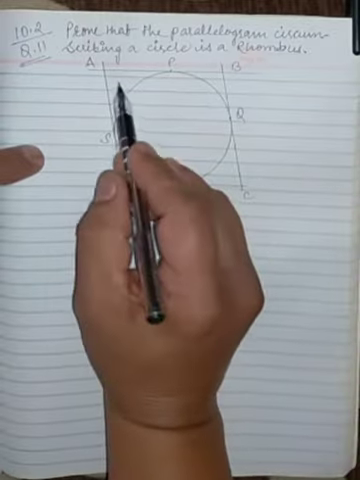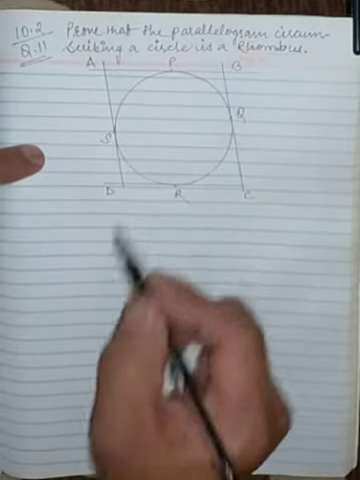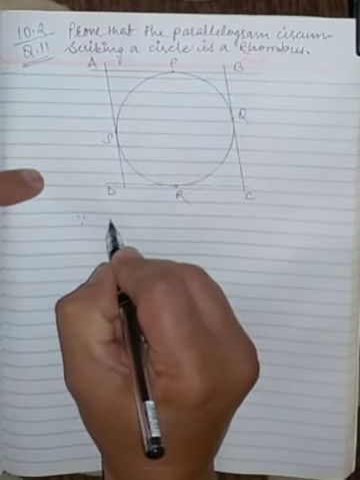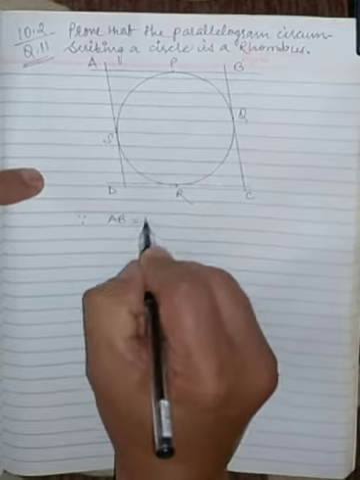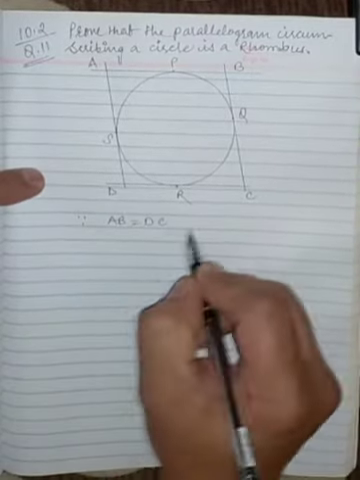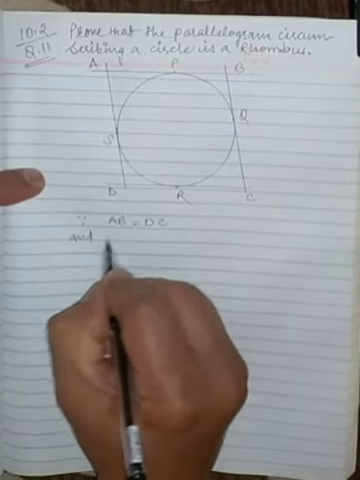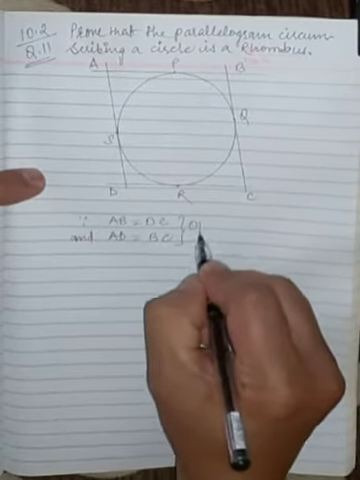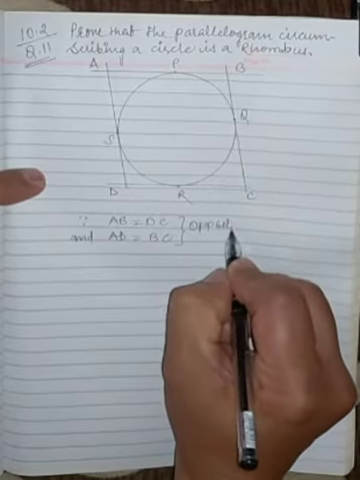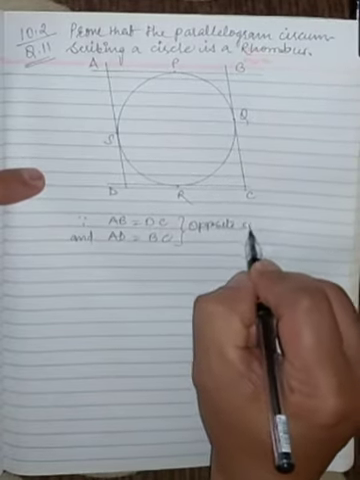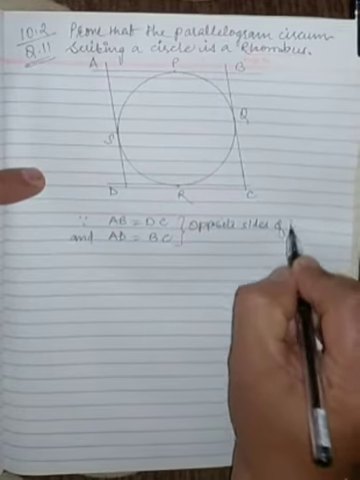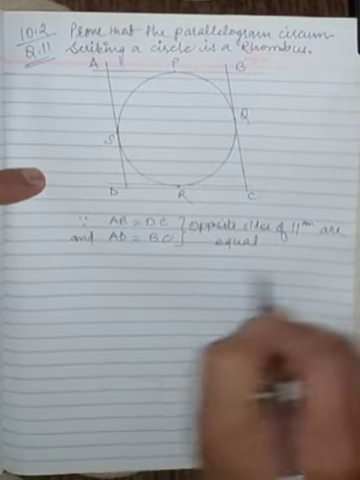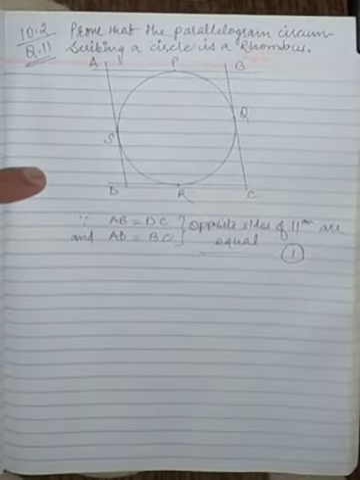But since in the question we are given that it is a parallelogram, and in a parallelogram we know that opposite sides are equal, so AB is equal to DC and AD is equal to BC, because opposite sides of a parallelogram are equal. Let this be relation 1.